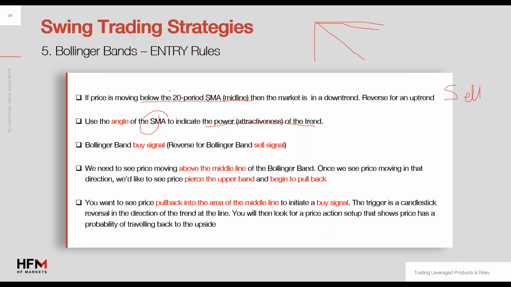If the price is below the moving average, that is a sell signal. If it's above the moving average, that's a buy signal. We need to see price moving above the middle line. If we see the price moving in that direction, it might mean that it is likely to retest its upper Bollinger Band. If it's moving below the middle line, then it might retest the lower Bollinger Band line.